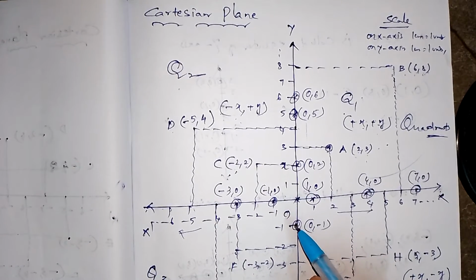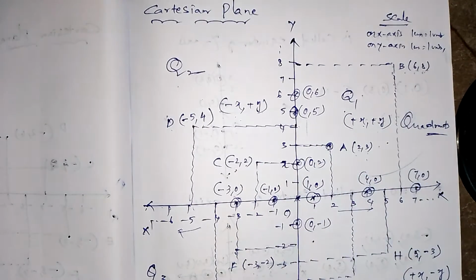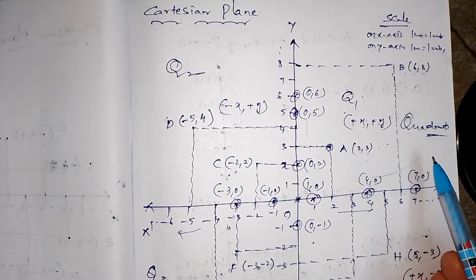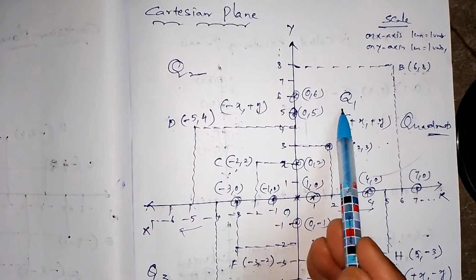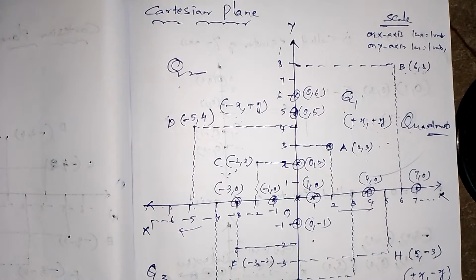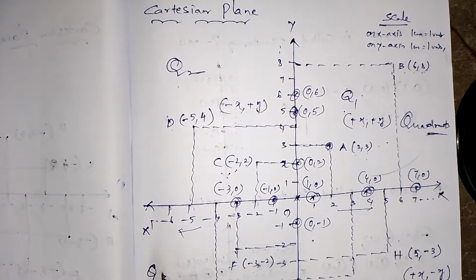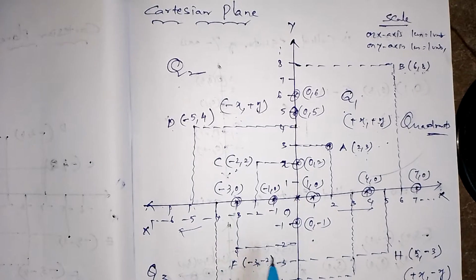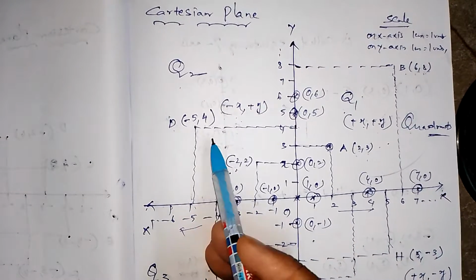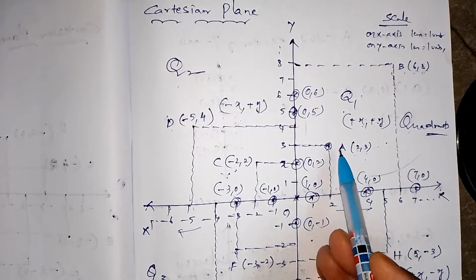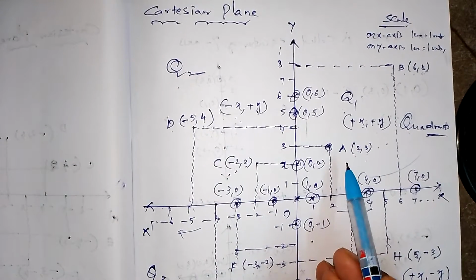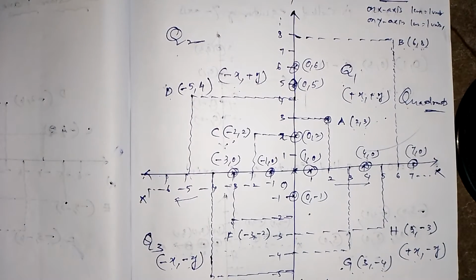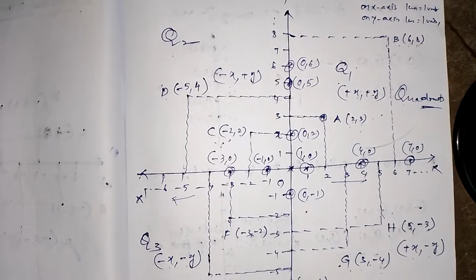Now these two axes divide the plane into four equal regions, called quadrants, which are denoted by Q1, Q2, Q3 and Q4. Each and every point which lies on this Cartesian plane is represented by an ordered pair. The general form of the ordered pair is (±x, ±y).